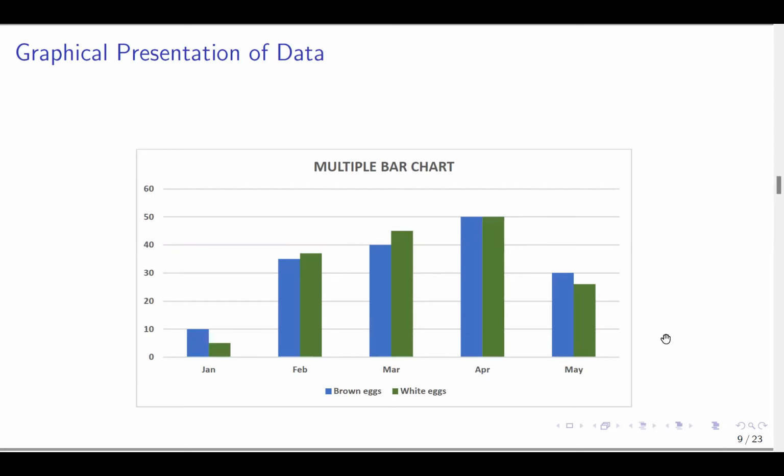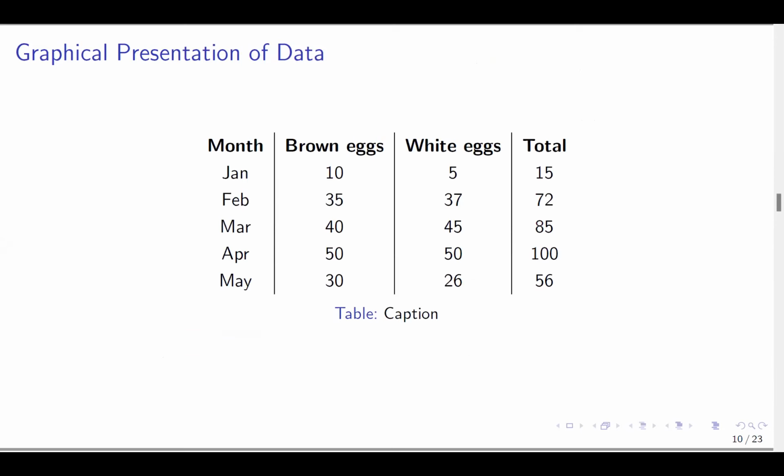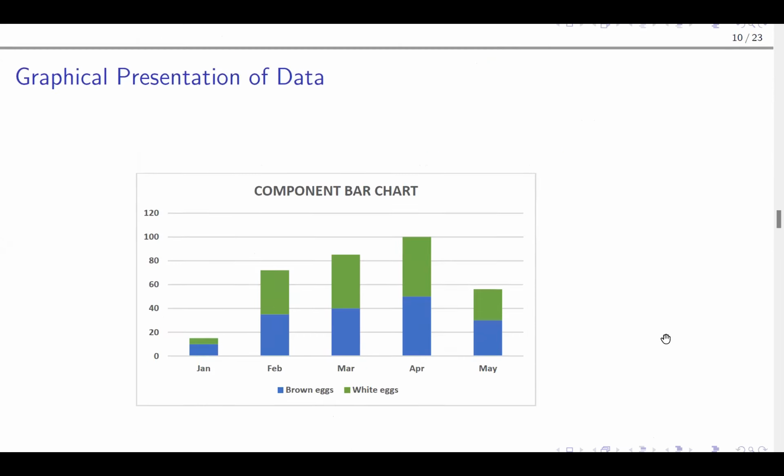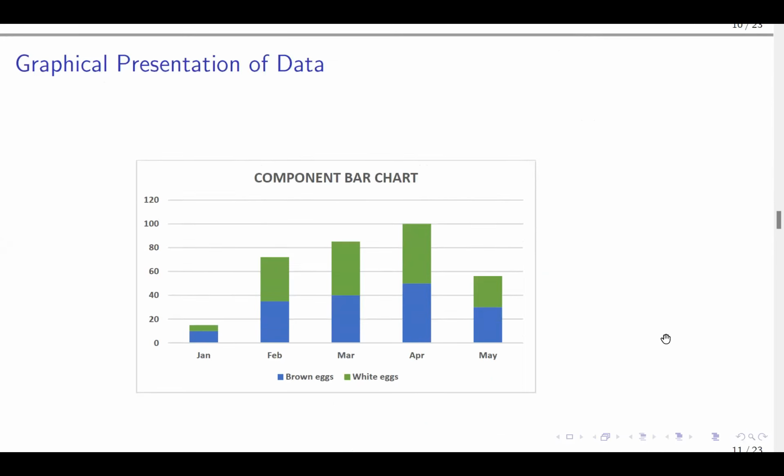Okay, so can we move on to the next chart? The next chart is the component bar charts. So in this particular chart, you see that it's different from a multiple bar chart. The graphs are not drawn against each other. Rather, the graphs are drawn on top of each other, okay?